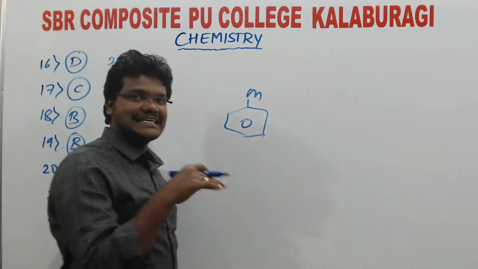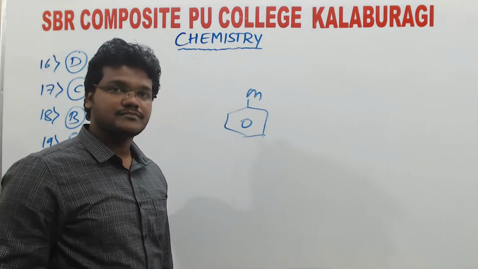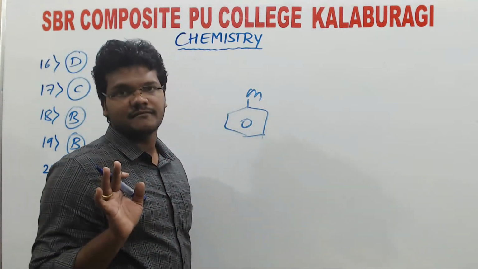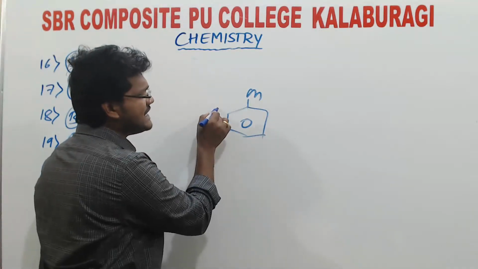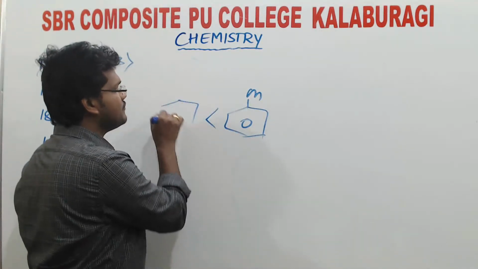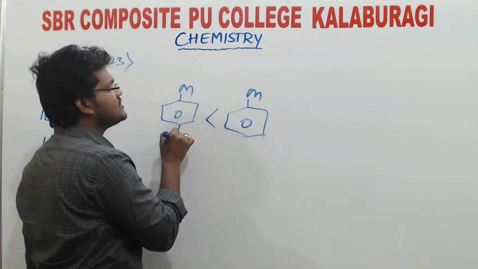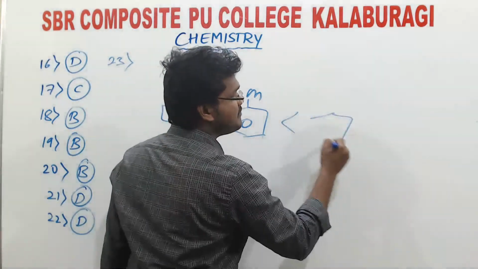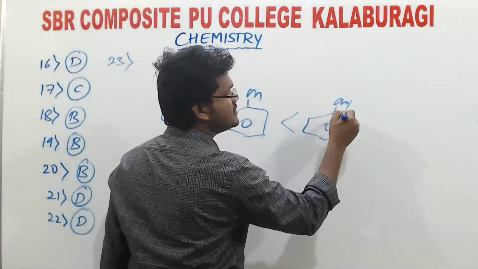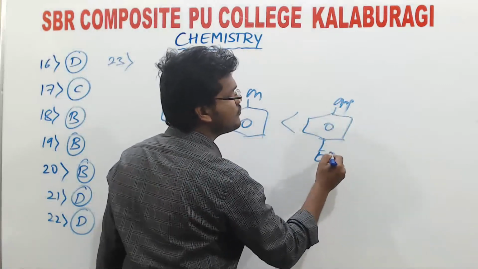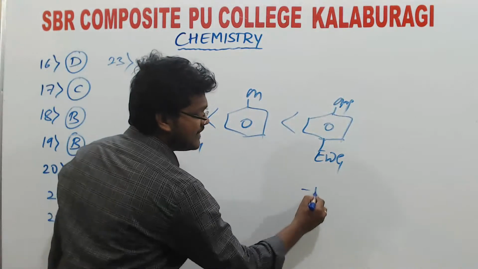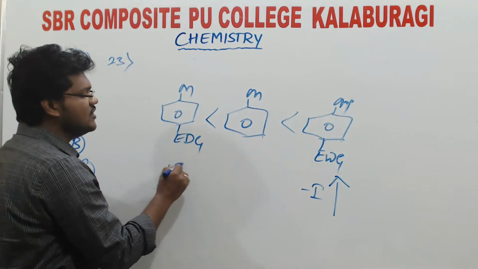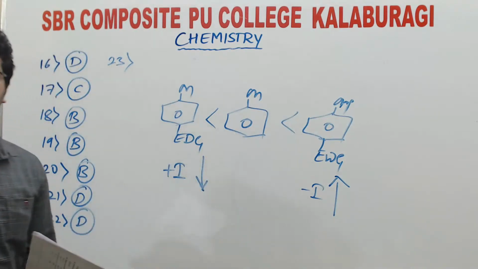Their acidic nature can be increased by attaching an electron withdrawing group. Please do remember, if an electron donating group is attached, its acidic nature will decrease. So a phenol with an electron withdrawing group will be more acidic, compared with a phenol attached to an electron donating group, which will be less acidic. Or else you can say negative inductive effect will increase acidic nature. Positive inductive effect will decrease acidic nature.